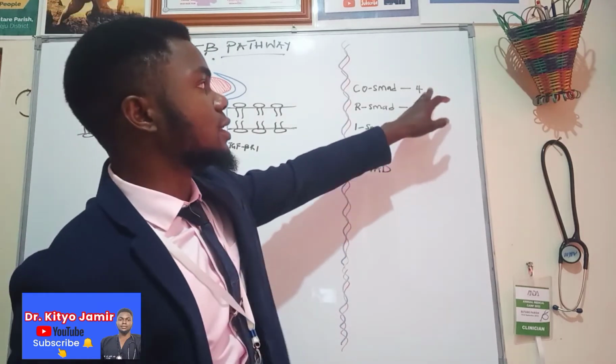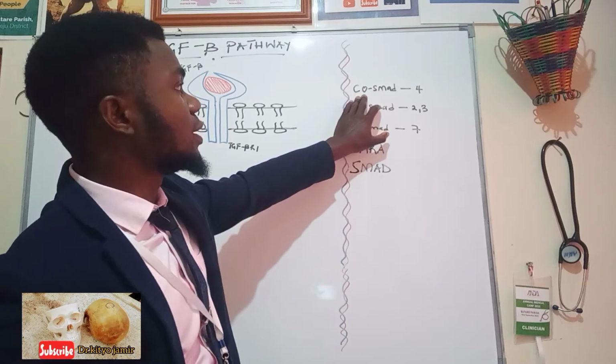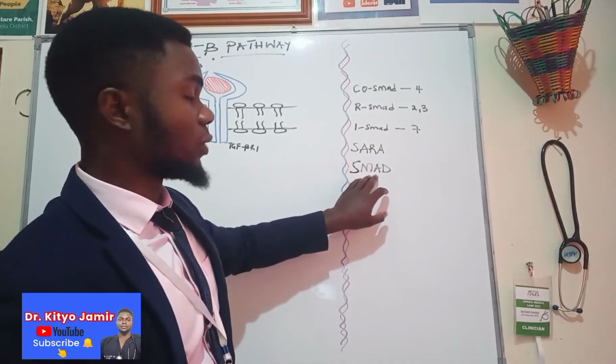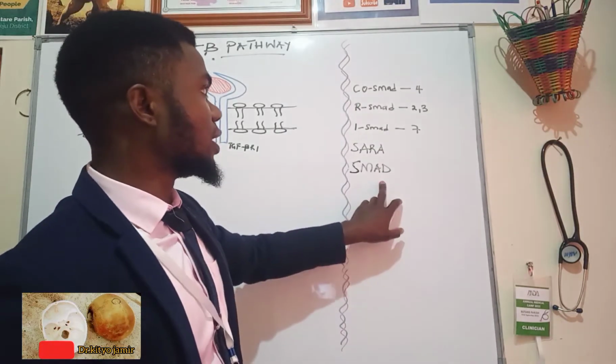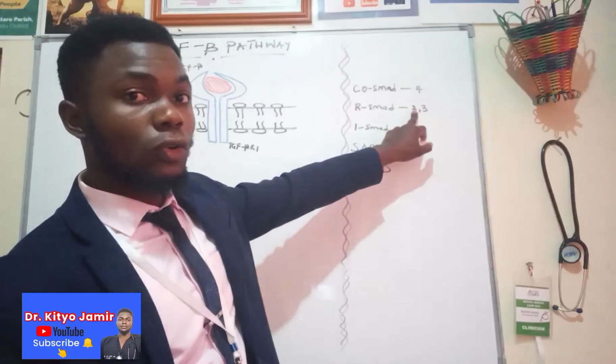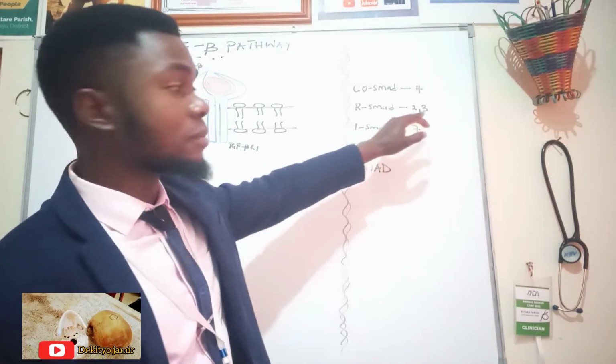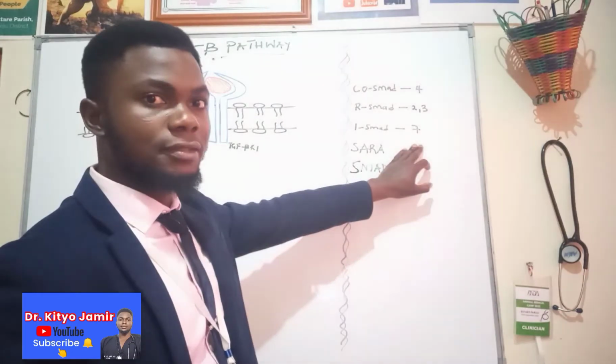You're seeing these digits 4, 2, 3, and 7. We have different types of SMADs. In COSMAD, we have SMAD4. In receptor-regulated SMAD, we have SMAD2, a complex of SMAD2 and SMAD3. And in inhibitory SMAD, we have SMAD7.